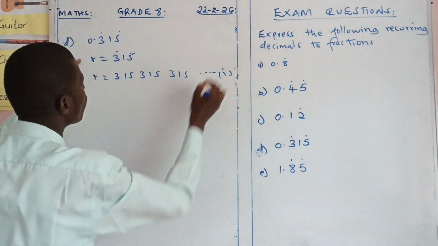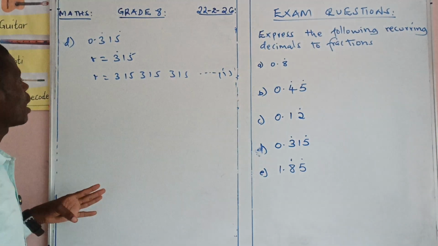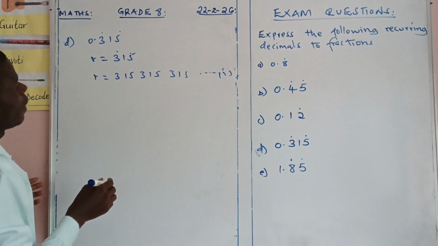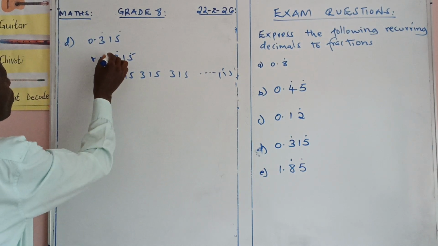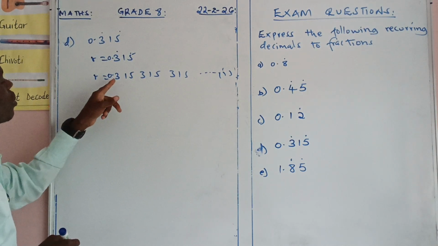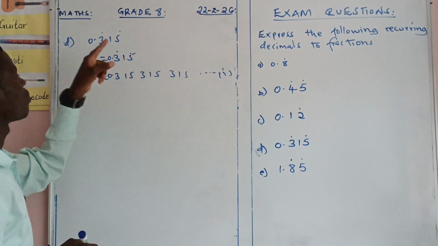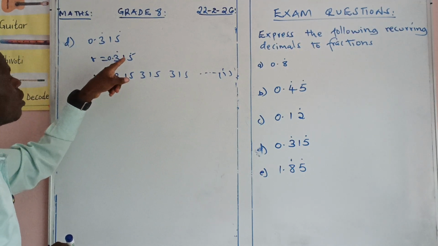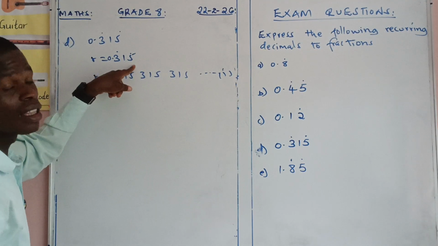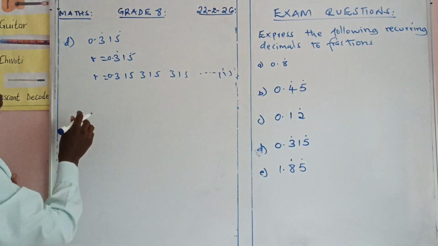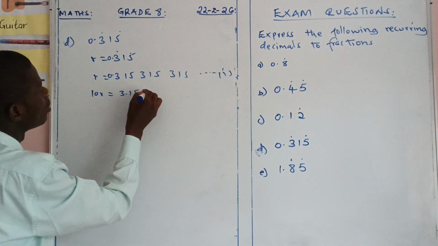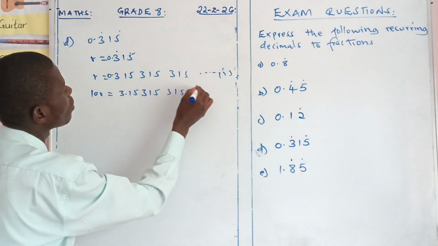So this is my equation 1. I continue with the same step. I need to eliminate the recurring part. So we should not forget the 0 point. R is equal to 0.315315315. These three digits are recurring. So multiply: 10R is equal to 3.15315315.